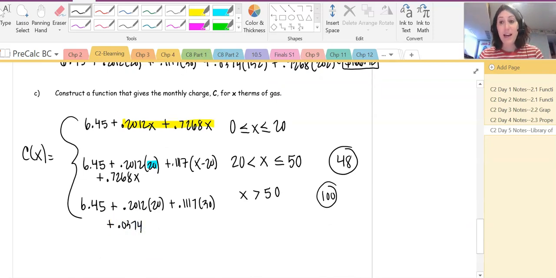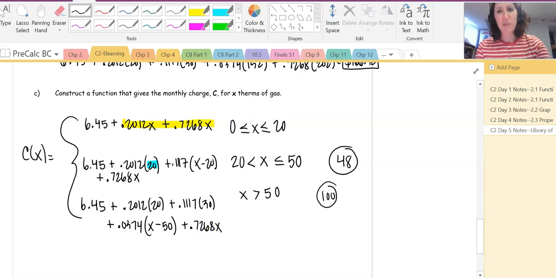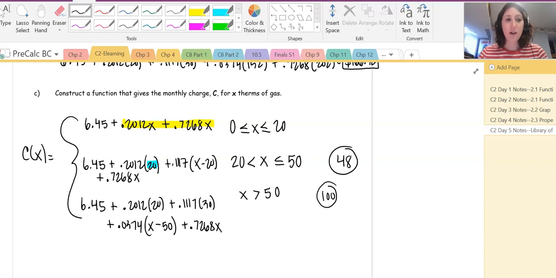It is not times X, because again, you already paid for 50 therms. You only need to pay for the leftover amount. So X is the total amount of therms, and we already paid for 50 of them. So you're just paying for the remainder of that. Okay, and then your delivery supply charge, whatever it is, and that is times everything. Do you see what I mean here? Like, you probably don't want to distribute and combine all that, do you? No, I don't think so. All right, so there you go. That is your beautiful writing a function for piecewise situations.